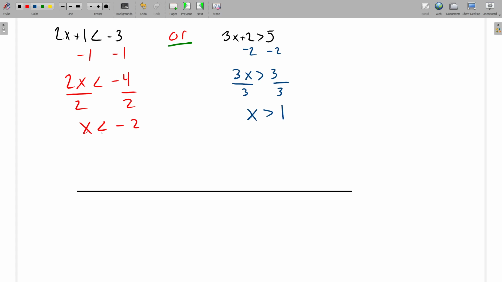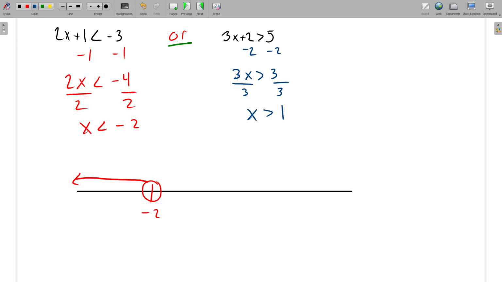And I'm going to start with my inequality on the left, negative 2. We're going to put that there. It is a less than, not less than or equal to, so I'm going to have an open circle, and it's everything less than this value to the left.